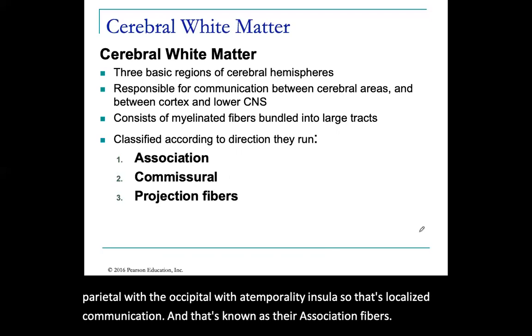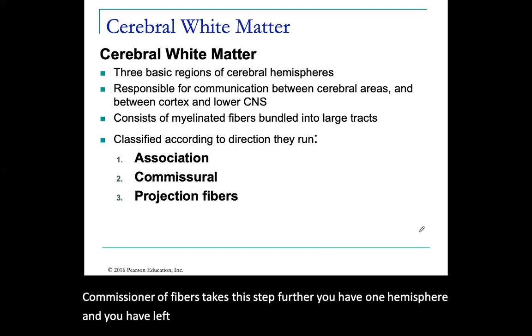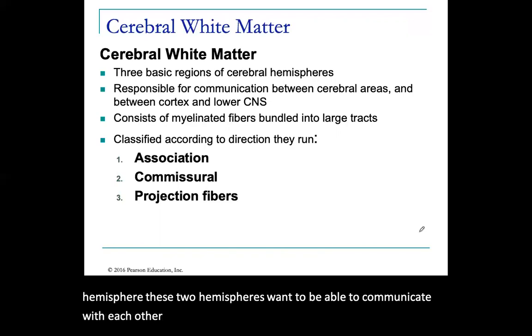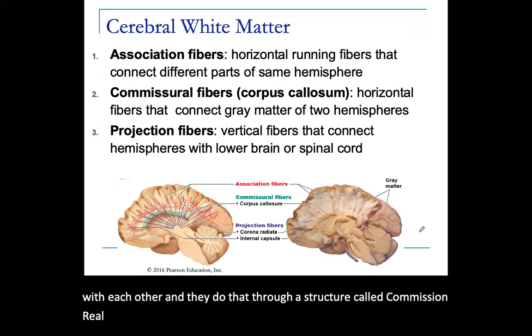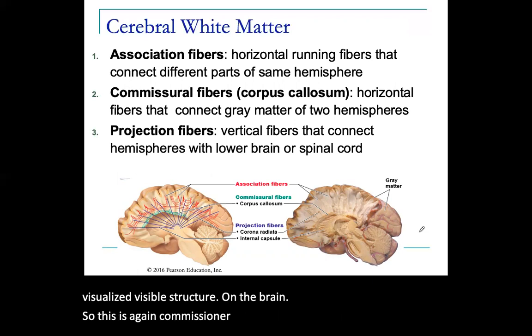Commissural fibers take it a step further. You have one hemisphere, the left hemisphere, and the right hemisphere. These two hemispheres want to be able to communicate with each other, and they do that through a structure called commissural fibers, which form a structure called the corpus callosum, which is a visible structure on the brain. So again, commissural fibers communicate between the two hemispheres of the brain.